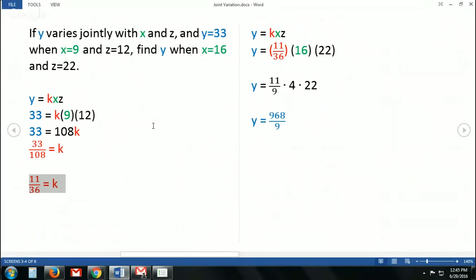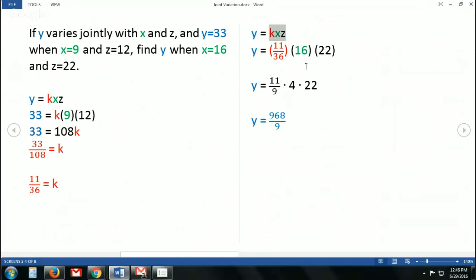Now we're able to look at our new situation and find the value for y now that we know what our k is going to be. It says to find y if x is 16 and z is 22, and now we know that k is supposed to be 11 over 36. So let's substitute into our working equation the things that we know. K is 11 over 36. X is 16 and z is 22.